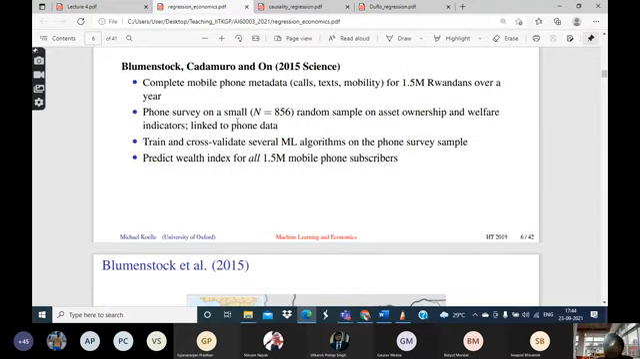And the assumption is what? The assumption is that there does exist some kind of a function f which can map z to y, the mobile phone call records to poverty. Again, what kind of a function is there? That's a different question. To estimate that function f, what they do is they actually collect a small sample of people.